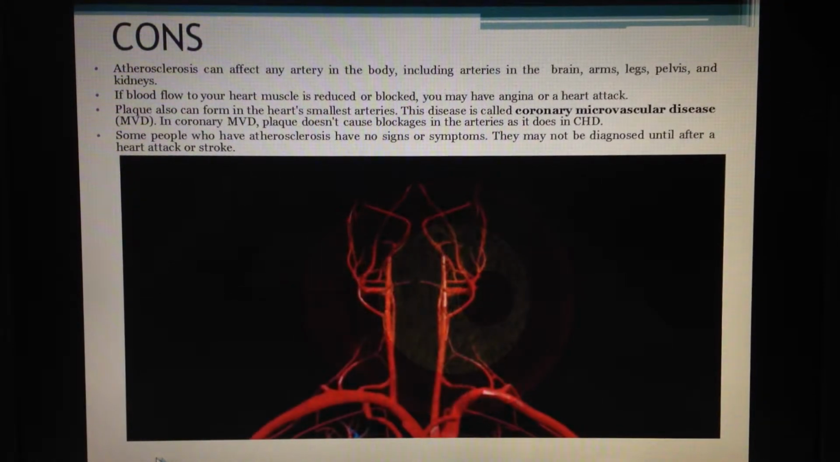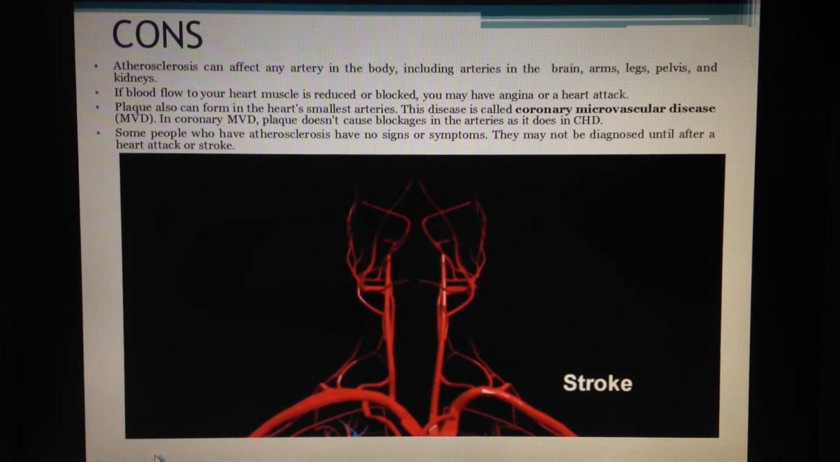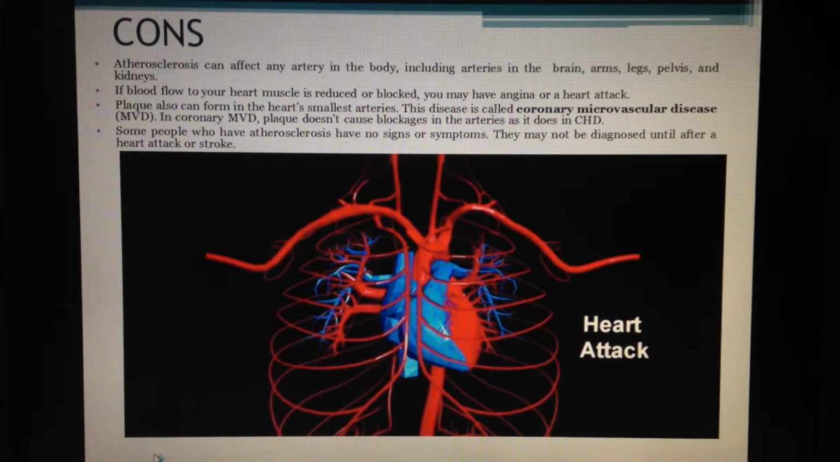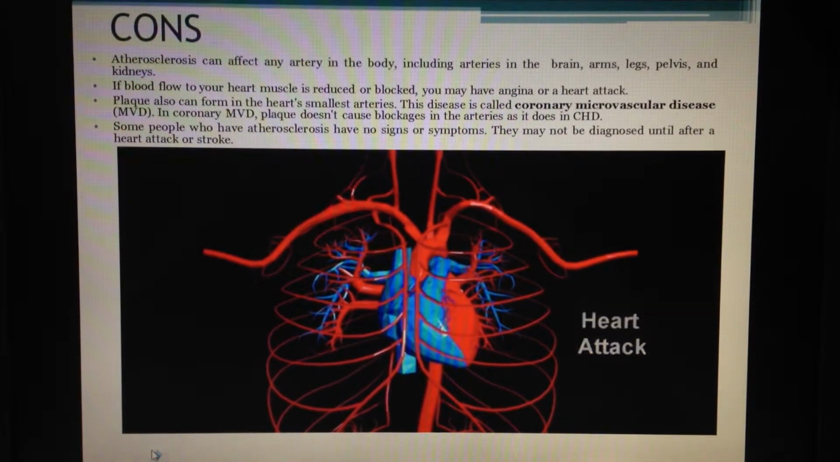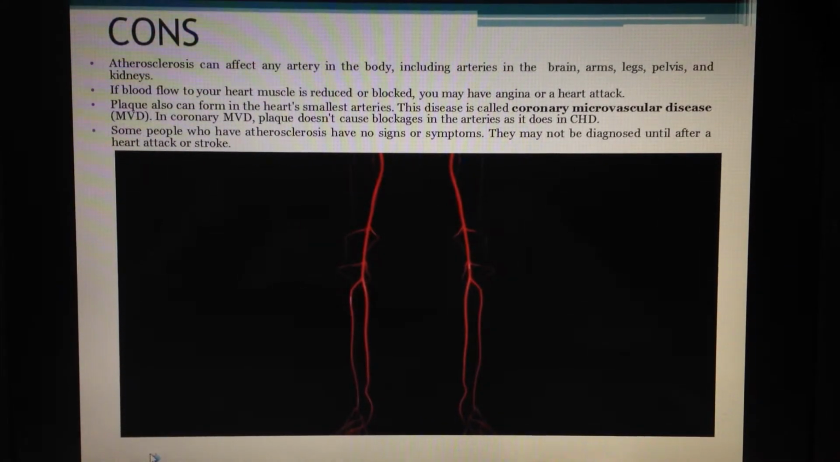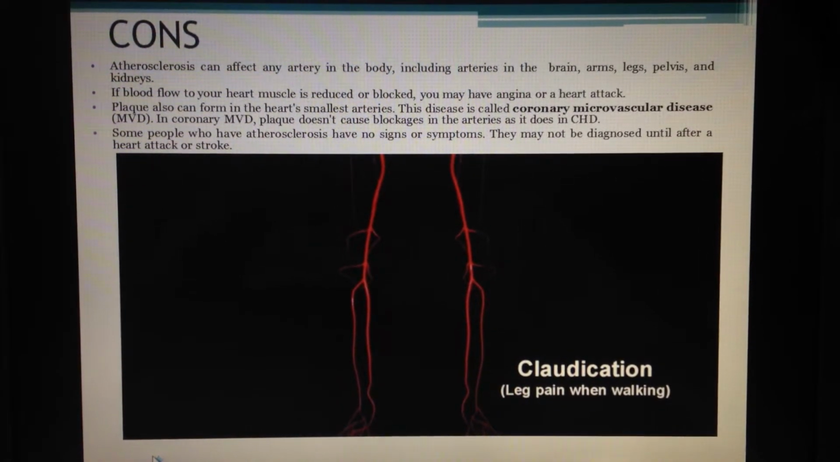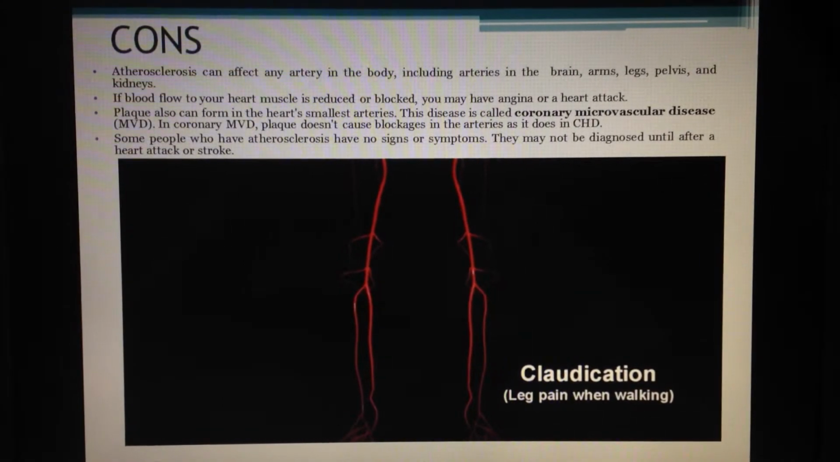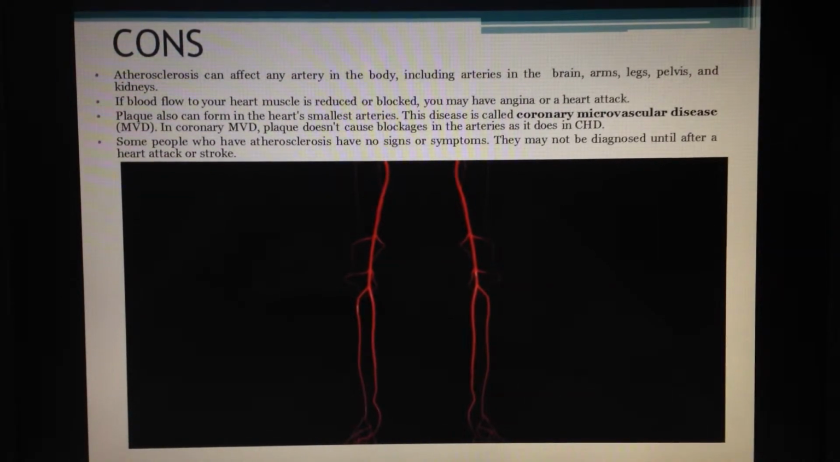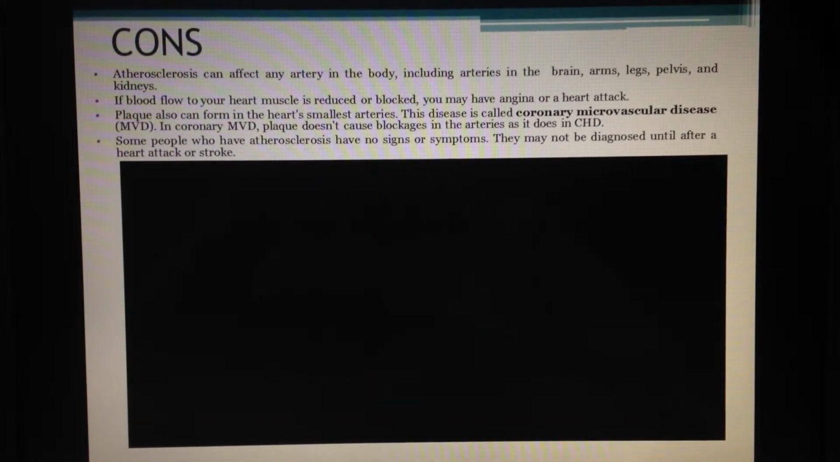If that's the head, you'll end up with a stroke. If it's the coronary arteries, you'll end up with a heart attack. Hopefully the first presentation is blocking the vessels to the legs, and you end up with claudication or pain when you walk, to clue in your physicians and yourself that there's a problem with your vessels that we need to go in and fix.